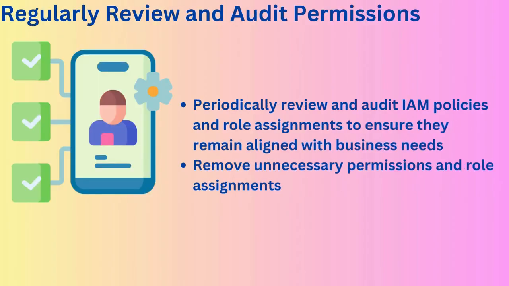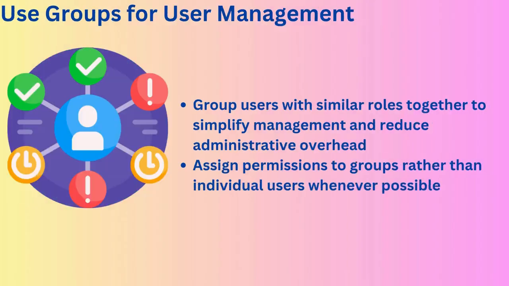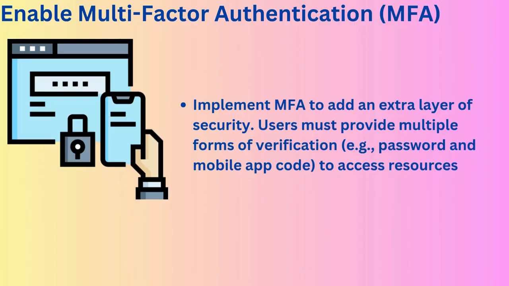Regularly review and audit permissions. Periodically review and audit identity and access management policies and role assignments to ensure they remain aligned with business needs. Remove unnecessary permissions and role assignments. Use groups for user management. Group users with similar roles together to simplify management and reduce administrative overhead. Assign permissions to groups rather than individual users whenever possible.